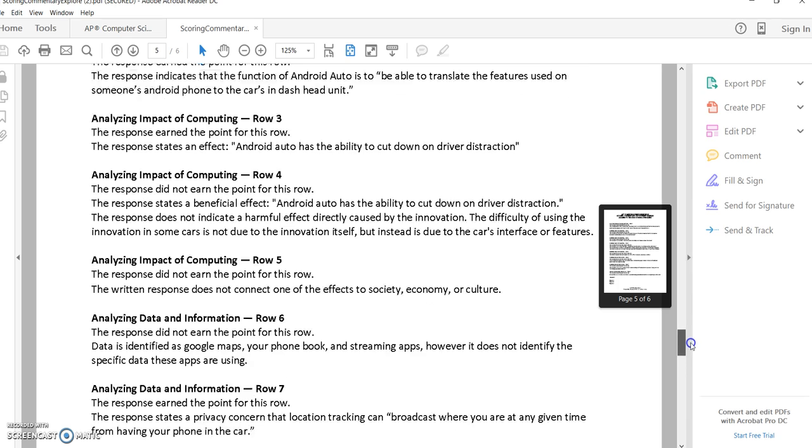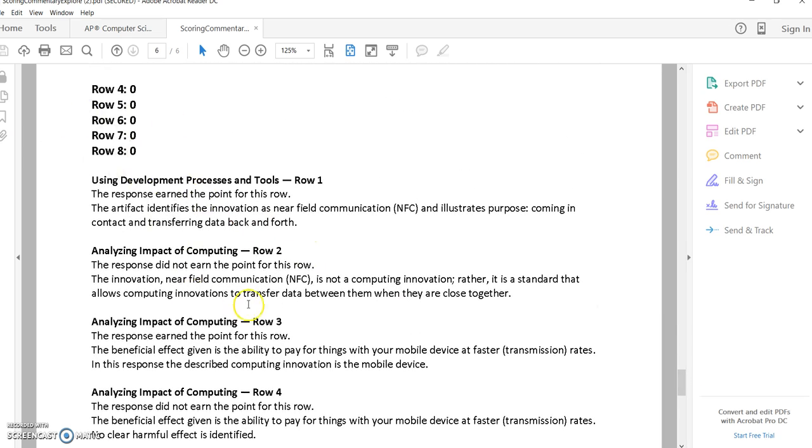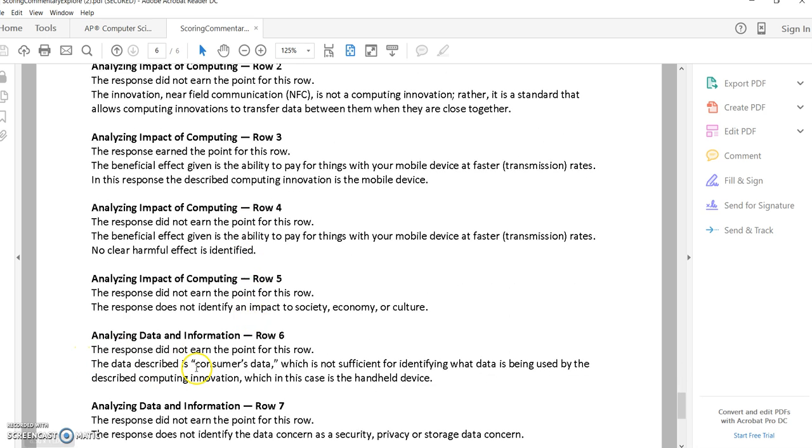Let's go down to a really bad one here. Row 6, 0 points. What did they say about that? The data described is consumer's data, which is not sufficient for identifying what data is being used by the described computing innovation. So use these resources to guide your writing and to double check your writing, and I'm sure you're going to do really well.